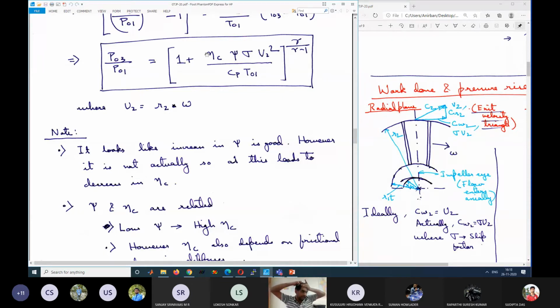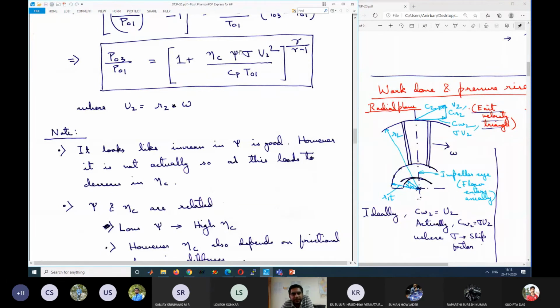Okay, because more isentropic efficiency means less losses. So we want the losses to be less, and if the losses are less, we can get more pressure ratio. This is intuitive. We always know that if the losses are less, we will have higher pressure ratio. Correct? It is clear to you, right?